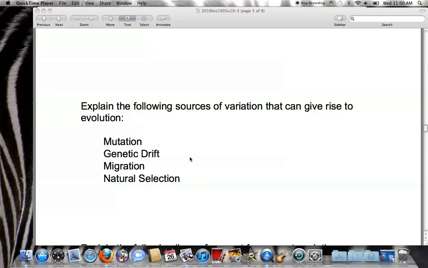Today's lesson, we're going to talk about the different sources that cause variation and enable evolution to occur in different populations. So, to start with, mutation basically is a change or an alteration in the DNA that causes a new gene to be produced.